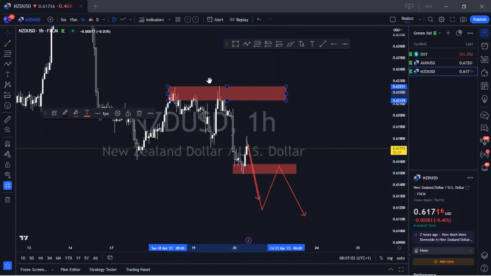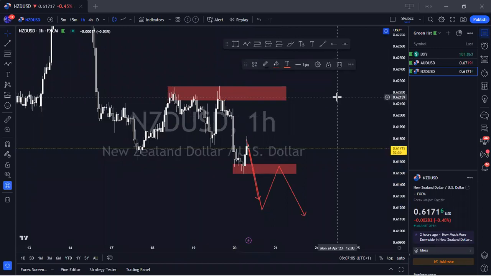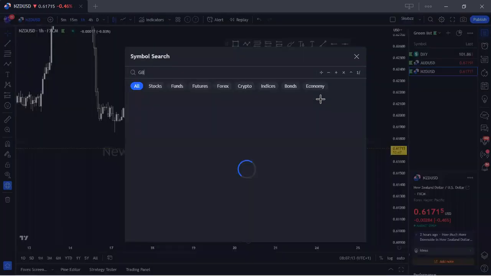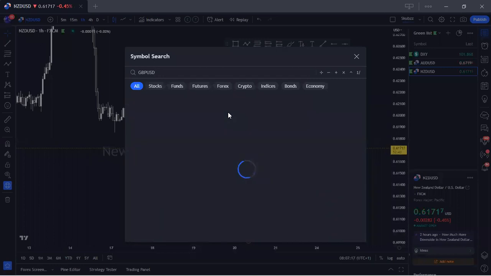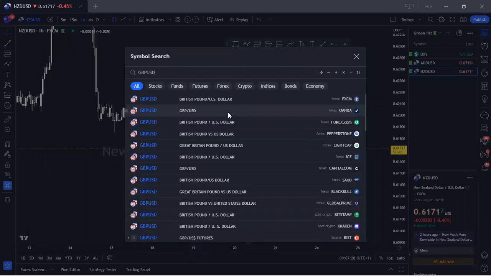Is there any other pair you guys want us to take a look at? GBP USD. Did anybody actually catch the whole sell yesterday on NZD USD? The one I said we should look out for. Because myself, I didn't catch it.